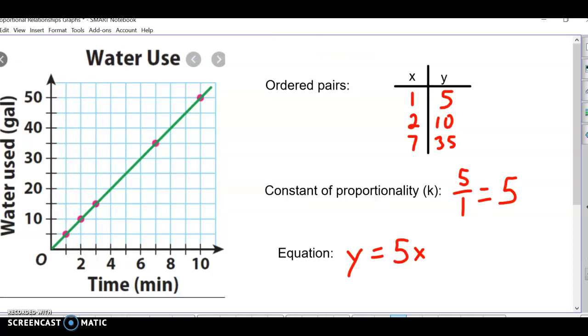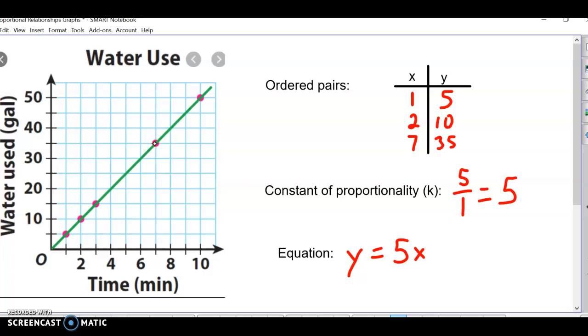All right, here we go. Here's the ordered pairs I picked, and they've laid them out very nicely. When x is 1, y is 5. When x is 2, y is 10. And I picked a random one out here. When x is 7, I picked this one, y is 35.